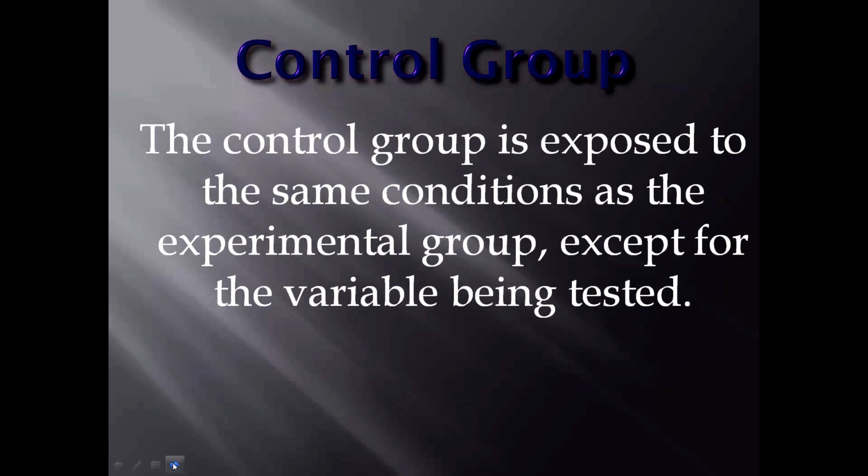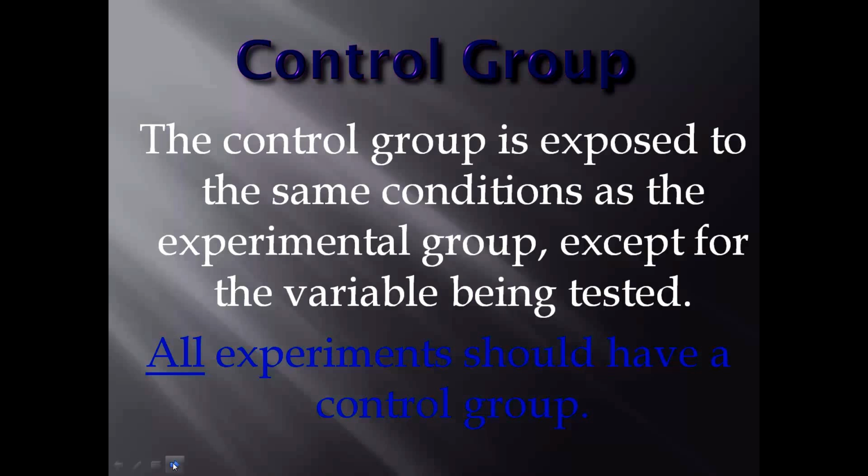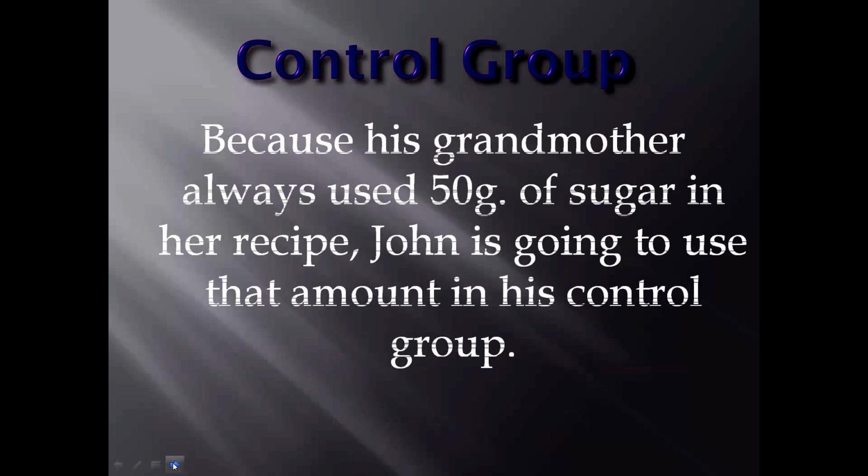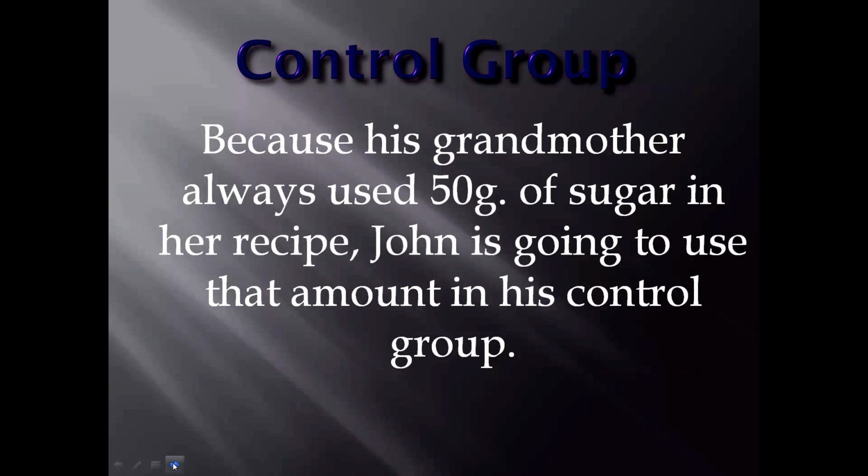And the control group is always exposed to the same conditions as the experimental group, except for the variable being tested. And really, you can only test one variable at a time. When you start testing two variables at a time, that really gets quite messy. And all experiments should have a control group. And in this particular one, because his grandmother always used 50 grams of sugar in his recipe, John is going to use this amount in his control group.